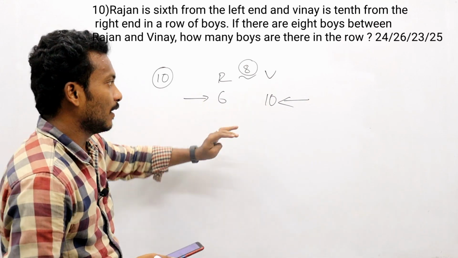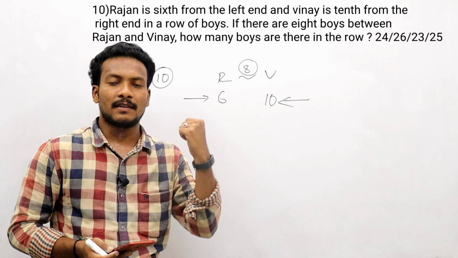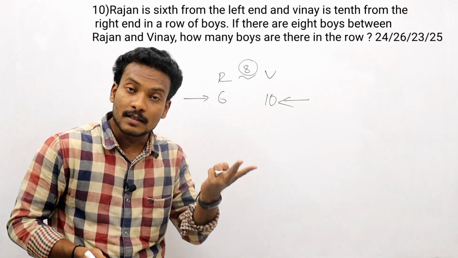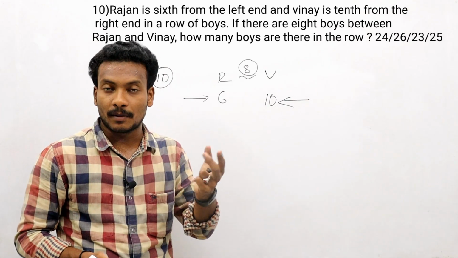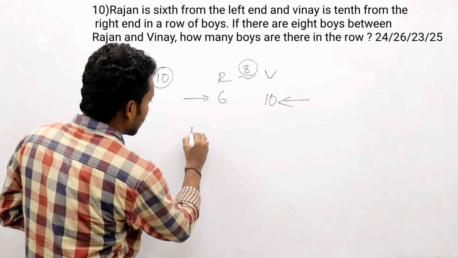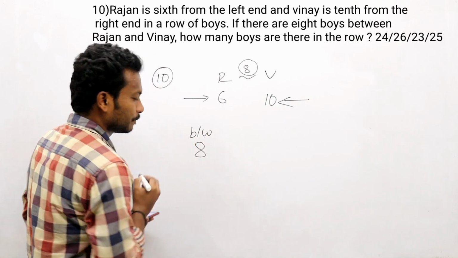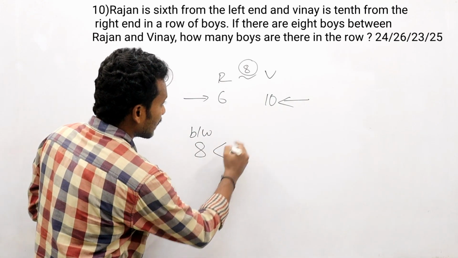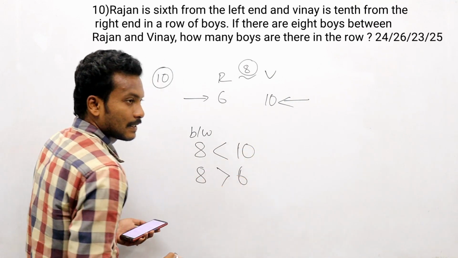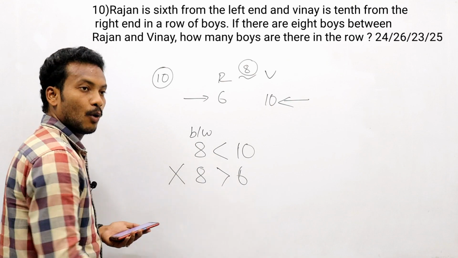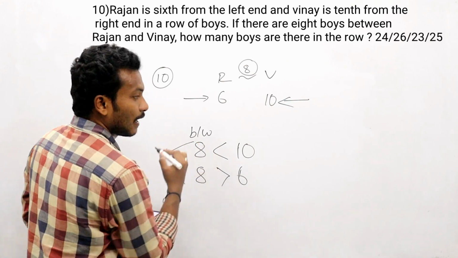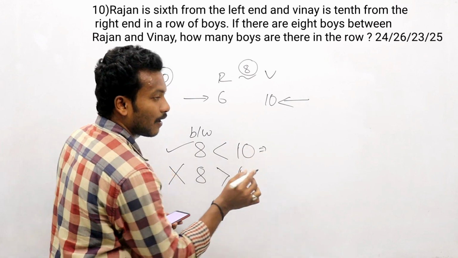Look at that. For this type of questions, as I already explained, sometimes we get 2 answers, sometimes no answer, sometimes only 1 answer. How can we find that? The number in between is 8. 8 is less than one of the positions, 10, but 8 is greater than the other position, 6. Whenever it is more than or equal, there is no answer. Whenever it is less than, there is an answer. That's why only a single answer is there.